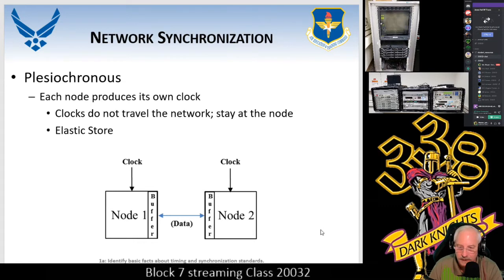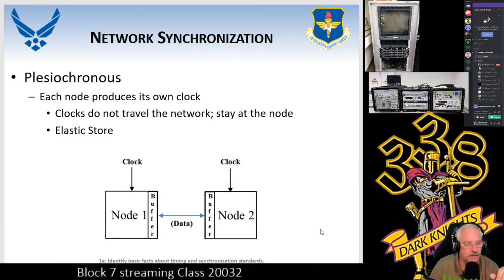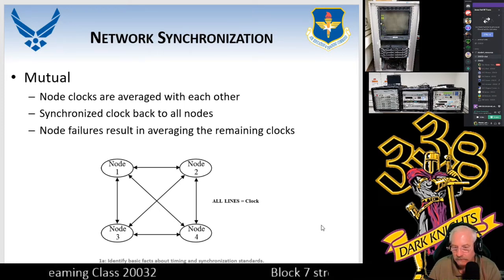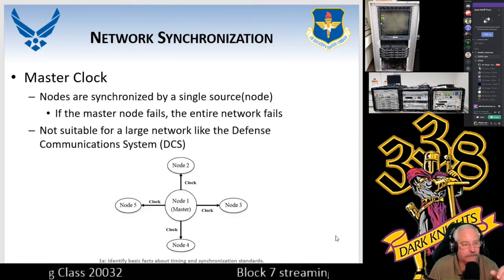Plesiochronous, this is basically nodes. So in that way, you're using the elastic store to be able to talk to each other and get everything synced up. We also have mutual. This also has more nodes. The thing is, you're averaging everything. And if you lose one of these nodes, the others just re-average everything and sync back up.